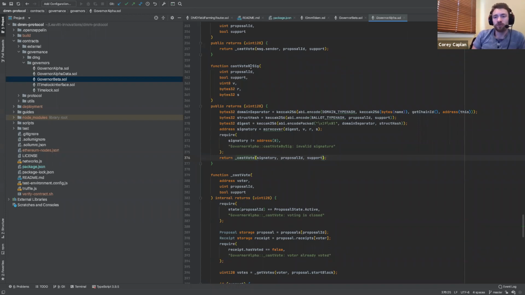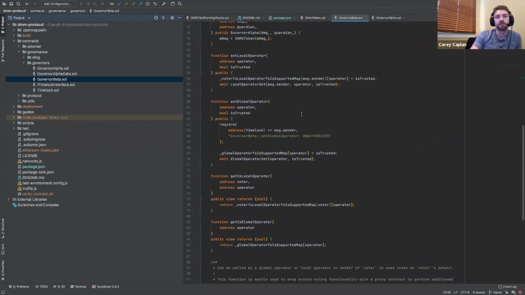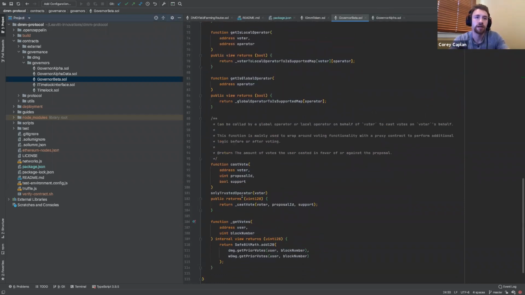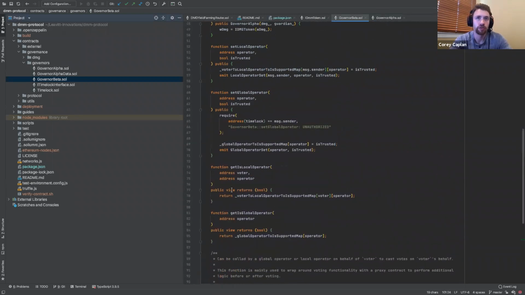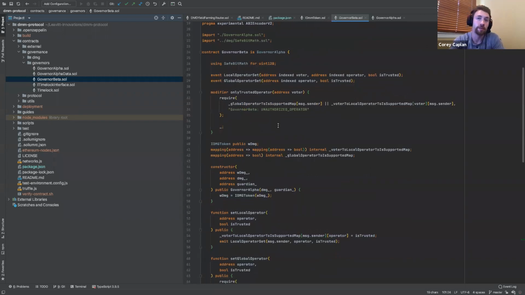But we wanted to go somewhere in the middle of it. So with governor beta, there's actually a function now that allows individuals to cast a vote using a contract, so long as you as a user have signed off on using that contract. And we call this a trusted operator. And so as long as the contract that is voting on your behalf is either a trusted operator or a global one, a trusted operator has to be set on a per user basis, and the global one is set on a global basis by the owners of the contract, as you can see over here.